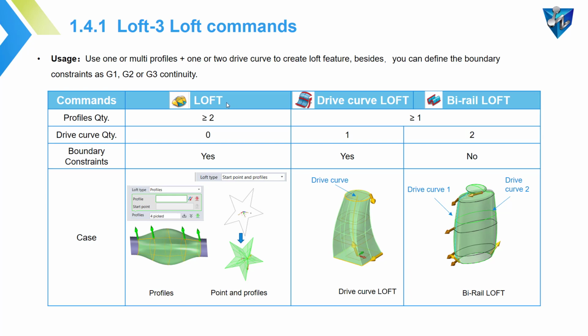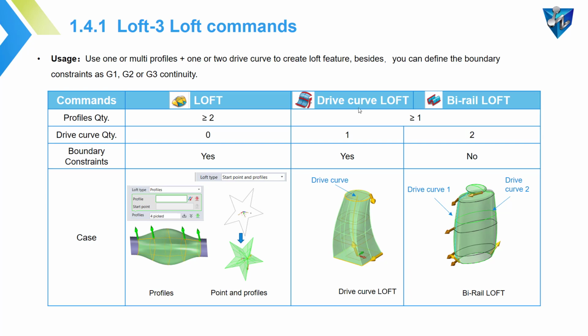Okay, now let's see the first one, loft. So for loft, you can see the profile quantity need to be at least two profiles, and there is no drive curve in the loft command. And in loft command, you can define the boundary constraints. And below you can see some cases. So this one is about four profiles to make a loft. And this one is a start point and a profile to make a loft feature here.